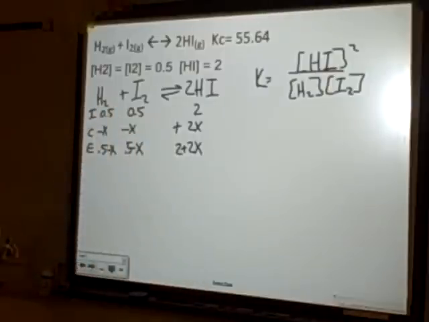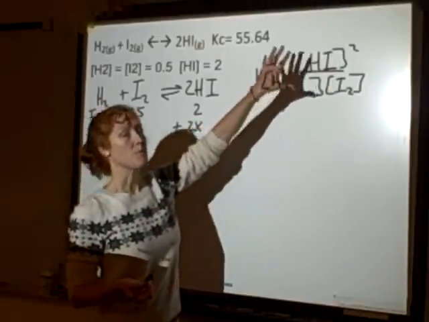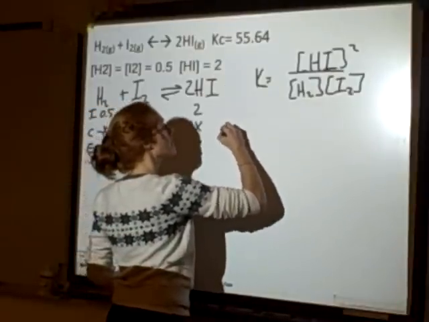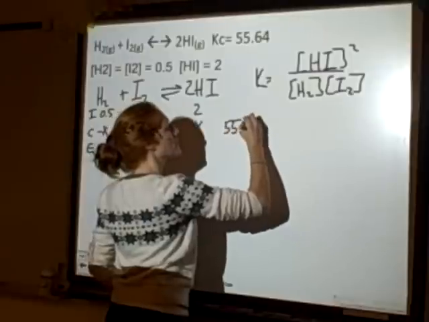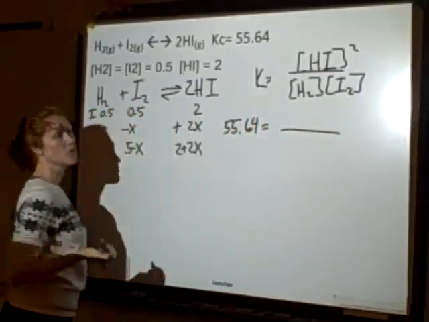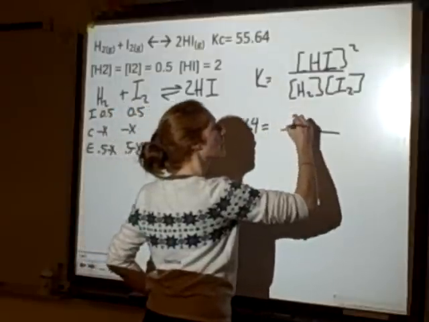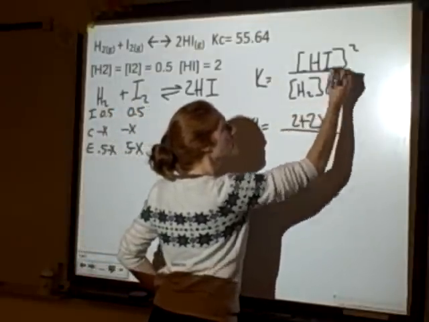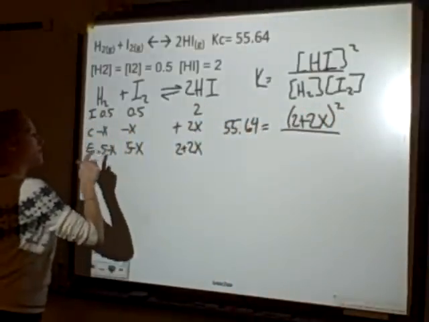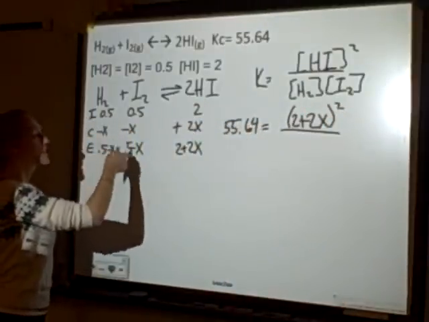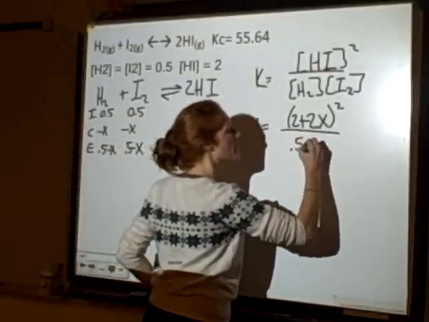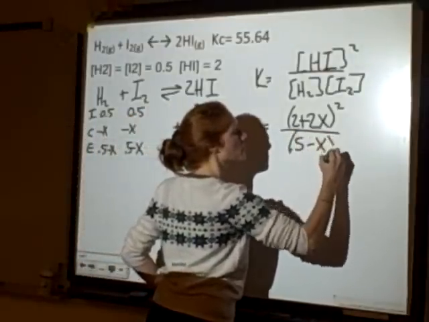Okay, so I've got my equilibrium values. I have a way to relate them. I can plug them into here. So I'll go ahead and do that. I know that 55.64 is equal to the concentration of this guy, 2 plus 2x, squared. And that's divided by 0.5 minus x times 0.5 minus x. I'm going to go ahead and write that as 0.5 minus x squared.